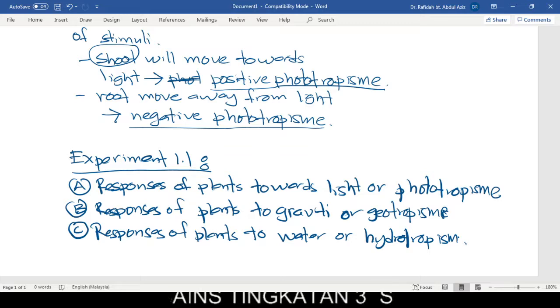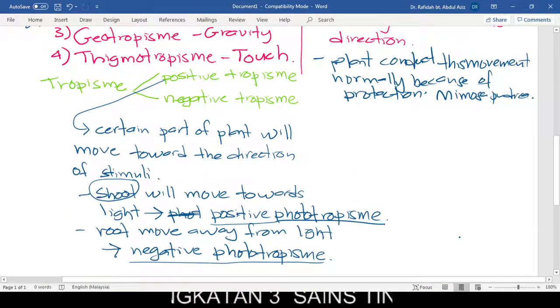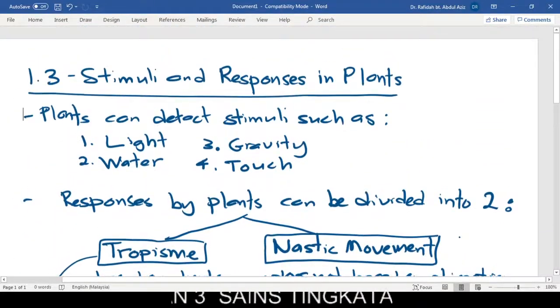So I hope that you can read this experiment and try to understand the procedure and the concept behind all of these activities. The most important thing is you must know the aim or the objective of each activity, and the hypotheses and conclusion based on these activities of this experiment. So I hope you can understand the simple explanation about stimuli and responses in plant.